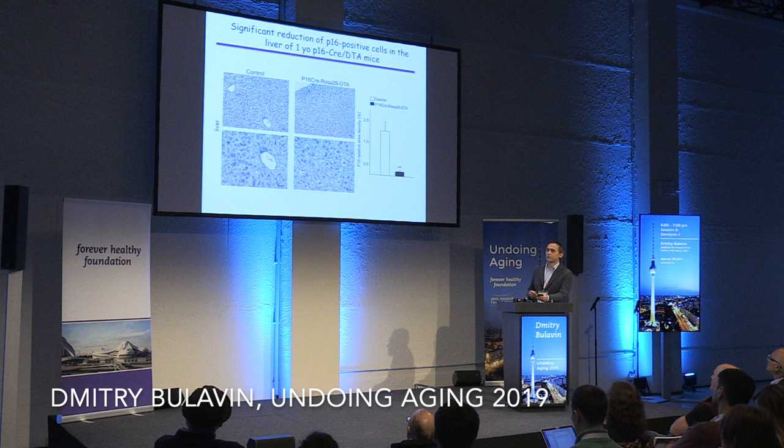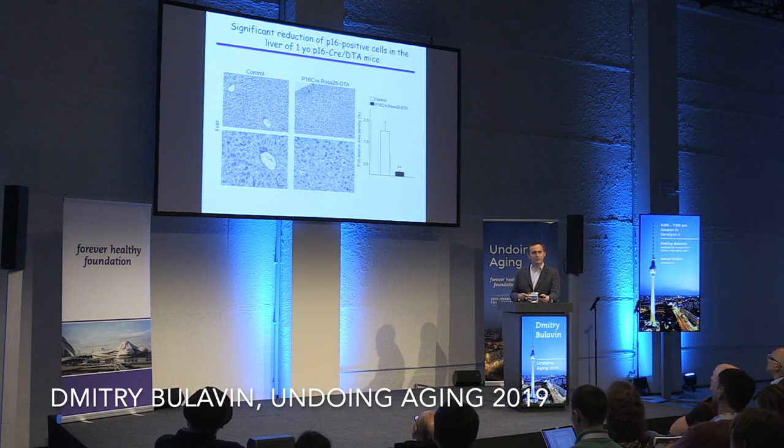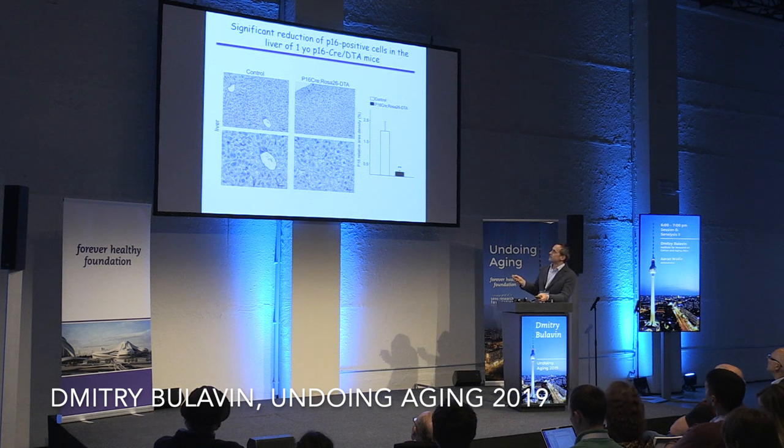So first, we wanted to reconfirm that our diphtheria toxin mice are in fact working well by removing P16 positive cells. In this case, it's a staining with the P16 antibody. You see in the control mice, we see nice staining for the P16. In our diphtheria toxin mice, we see a nice reduction. We can quantify this significant reduction in the liver.